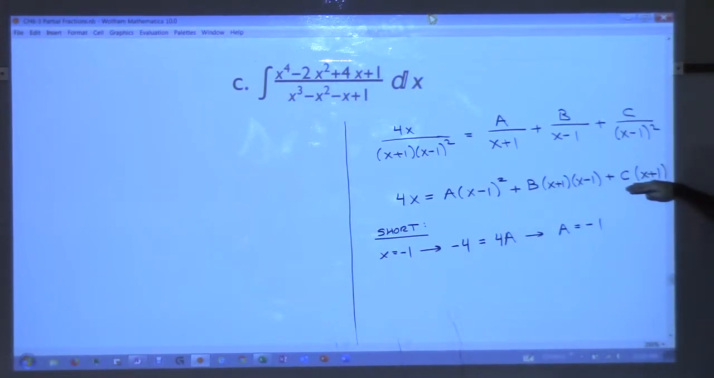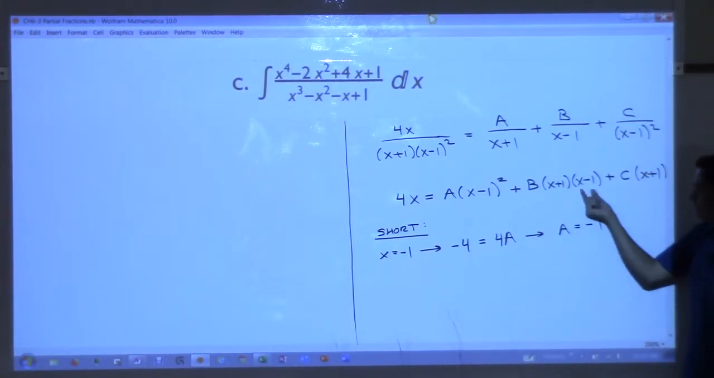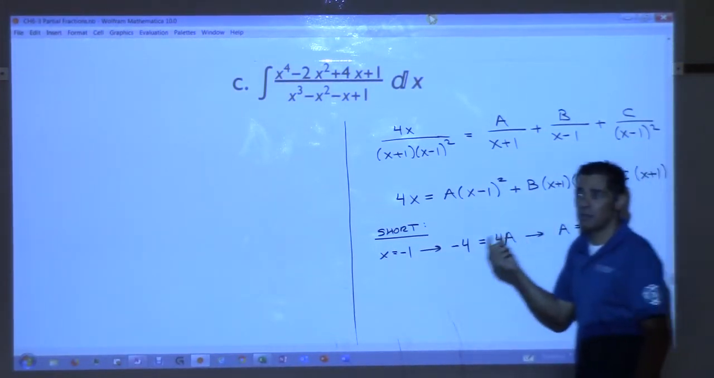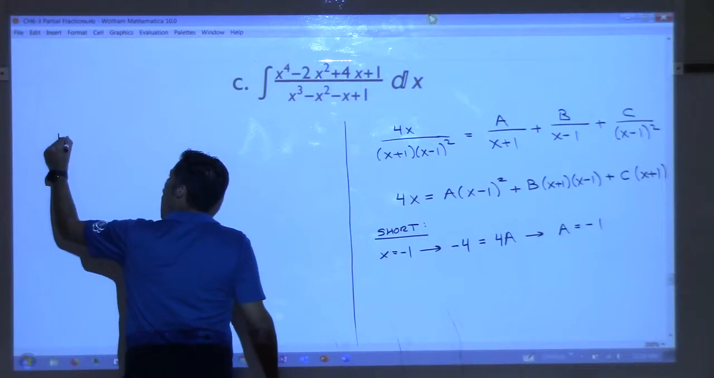So what factor is not here that's in both of those? The x minus 1. That's right, so all you have to do is make that go to 0, so let x be 1. Yes, right? So I'm going to let x be 1.